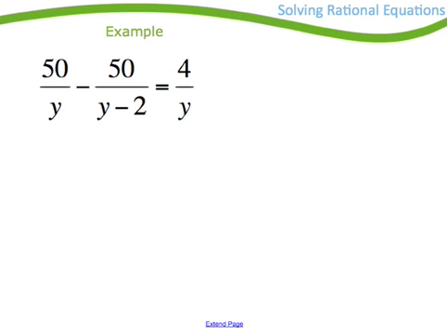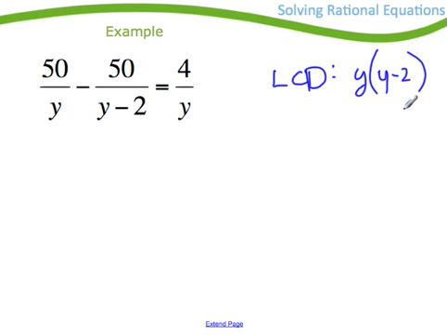Let's try another one. Ooh, a little bit harder here. So I need to find the lowest common denominator, and that will be a y. So y, and it'll be a y minus 2. Notice that although this has a y in it, it's combined with another term. It's a binomial, so I can't say that I already have a y just from this one. So the lowest common denominator is both y times y minus 2.